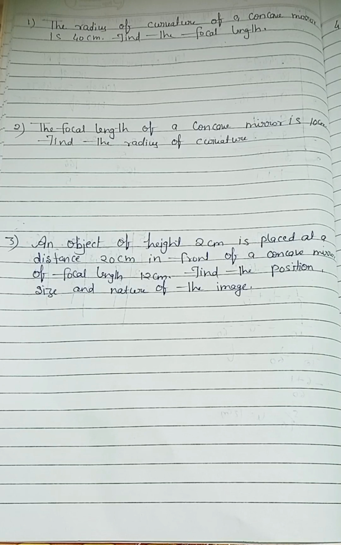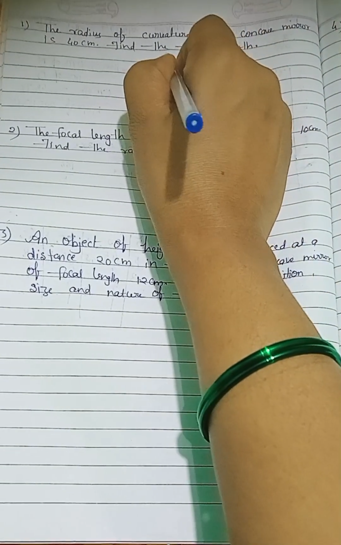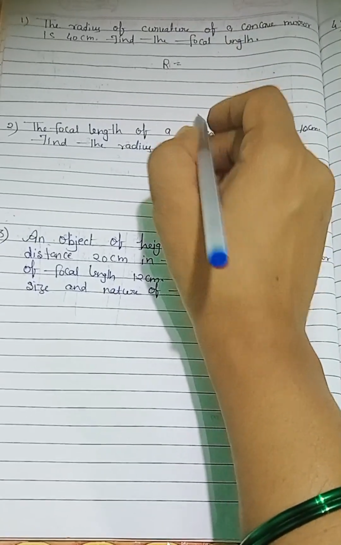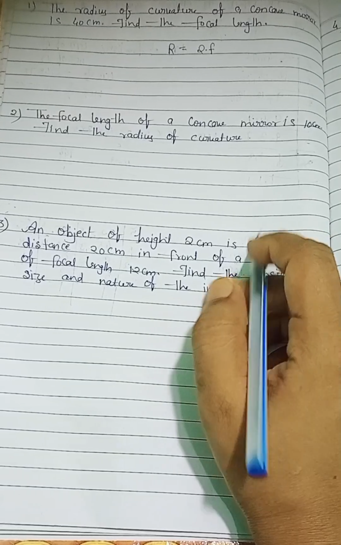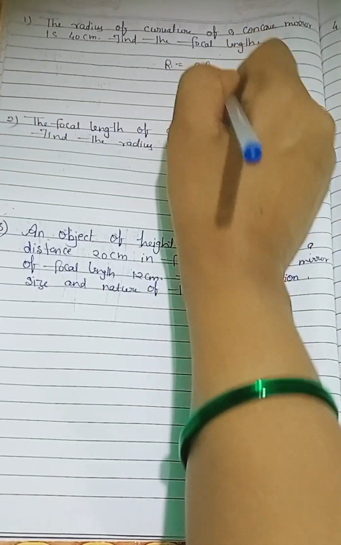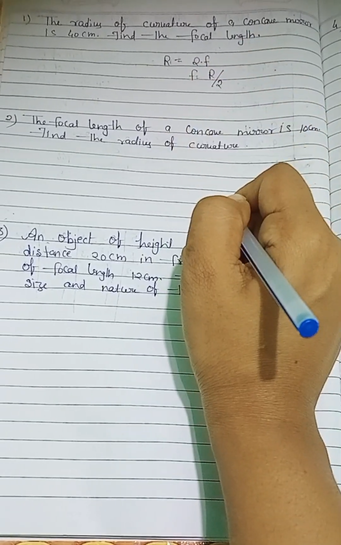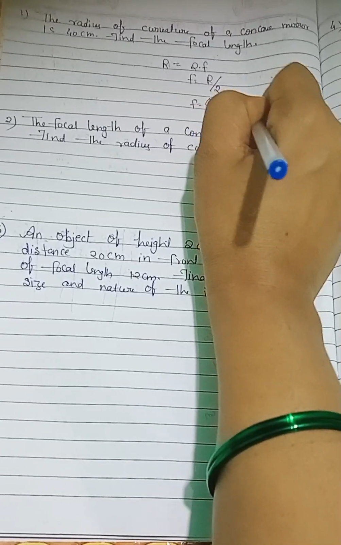Our first question is, the radius of curvature of a concave mirror is 40 centimeter. Find the focal length. This is a very simple question. For this you only need to remember one formula, that radius of curvature is 2 times the focal length. Here you need to find the focal length, so focal length is equal to half of radius of curvature. So f is equal to 40 upon 2, 20 centimeter.